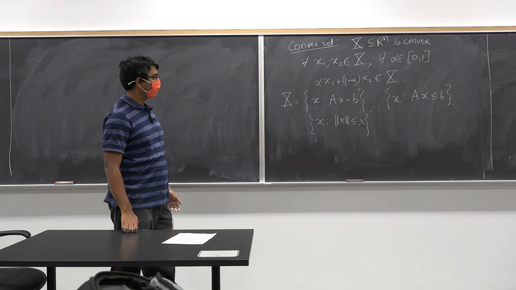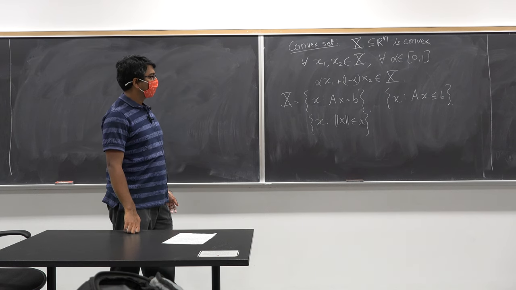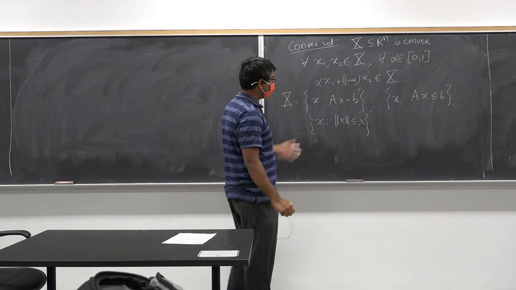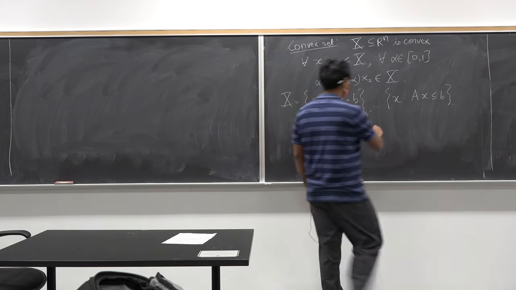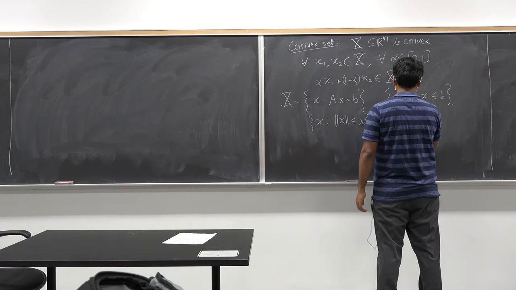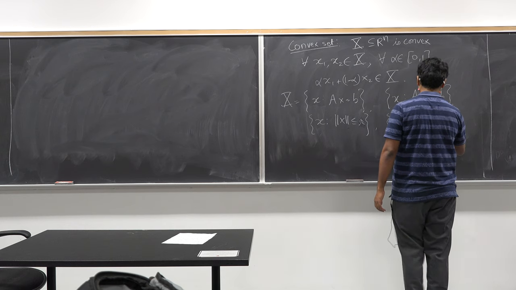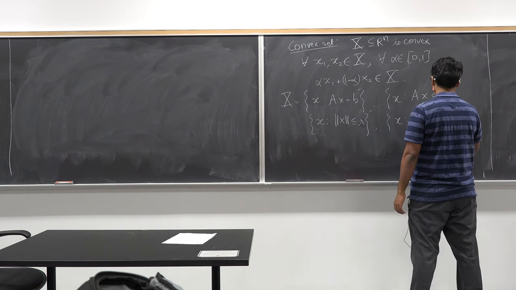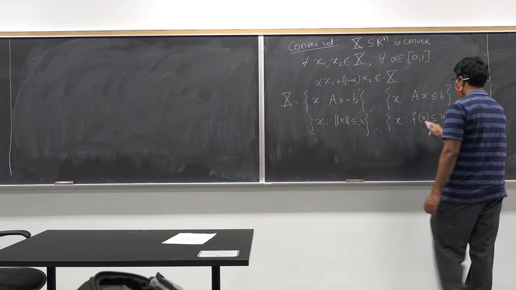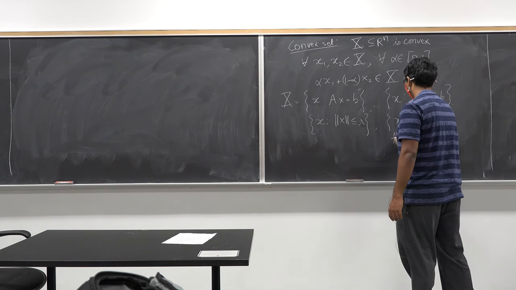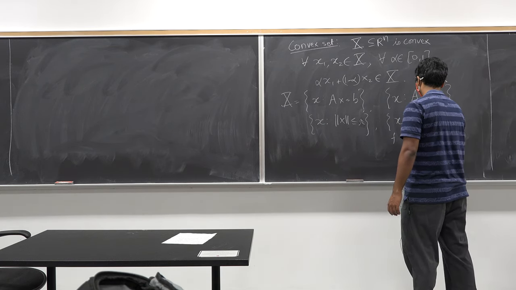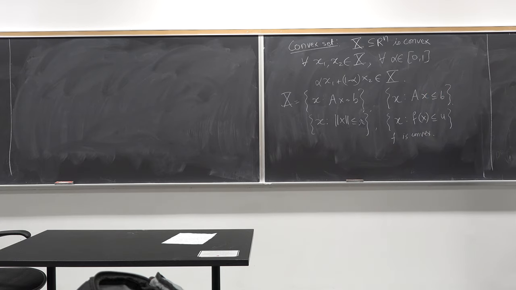What else is a convex set? We didn't talk about convex function, but x such that f(x) is less than or equal to u is a convex set when function f is convex. So we'll talk about convex function shortly, but if f is a convex function, then f(x) less than or equal to u is a convex set.